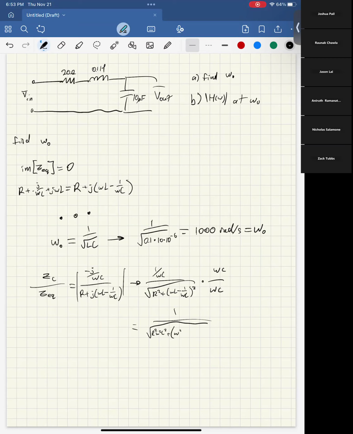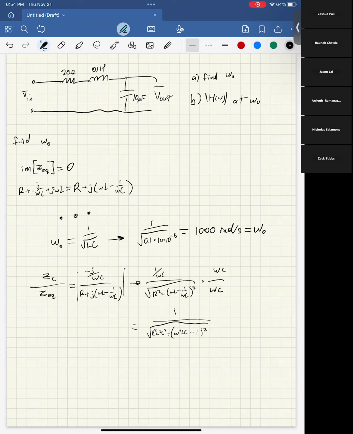omega squared LC, because this is already in a square. This is just like algebra. Again, this part really isn't that necessary. And then omega C times omega C would be in there. So this is kind of doing it all symbolically, and then we can plug it in at the end.